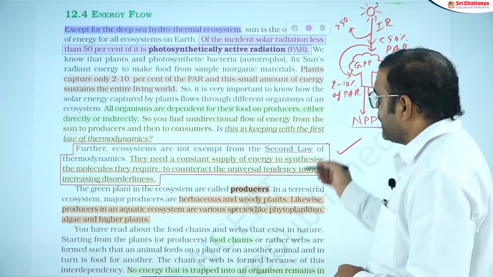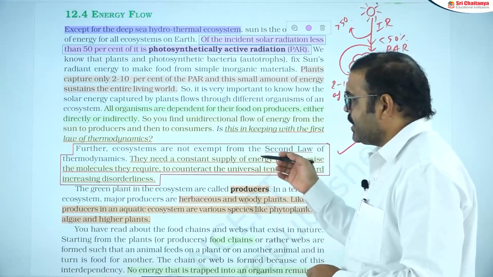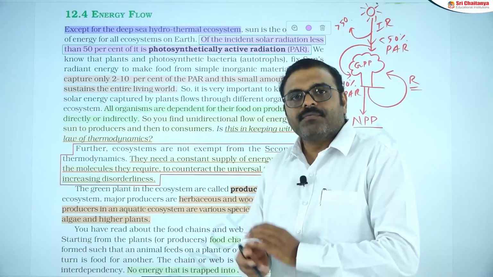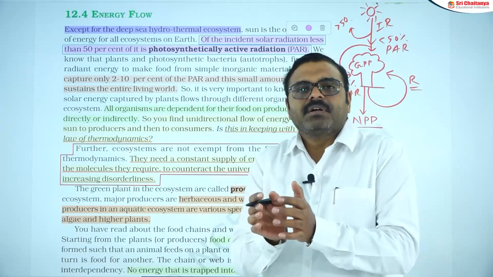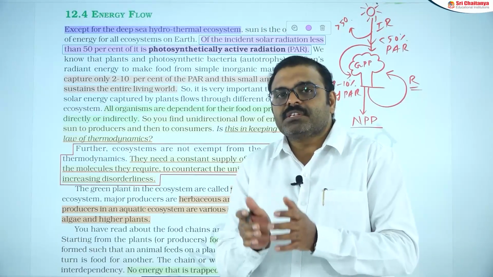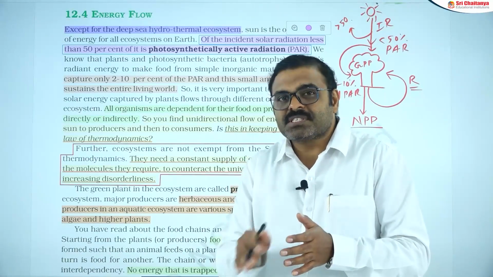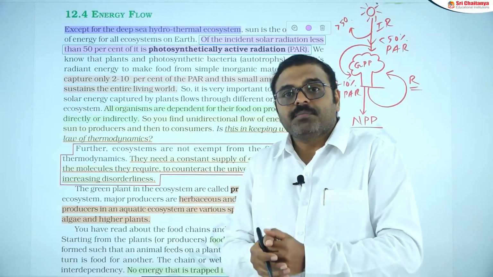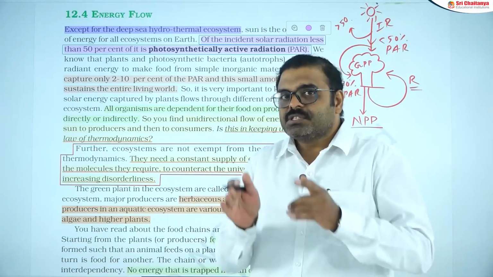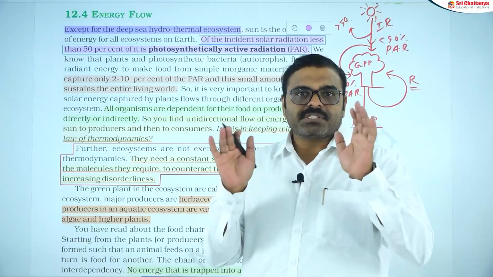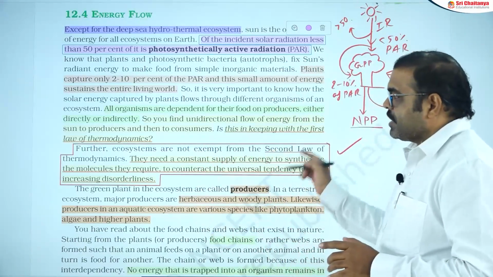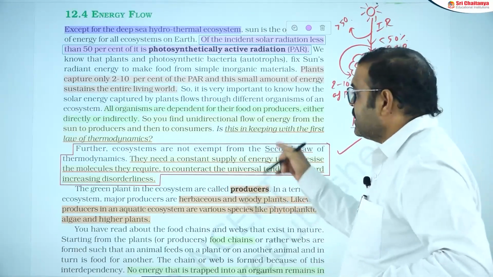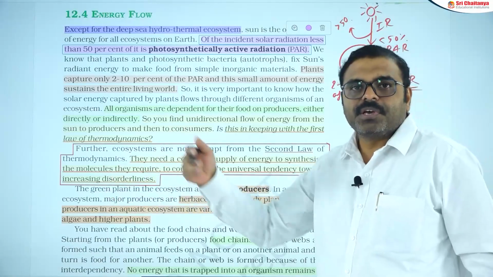They need a constant supply of energy to synthesize the molecules they require, to counteract the universal tendency towards increasing disorderliness. For example, if you bring one animal to keep it, this organism requires continuous energy because its metabolic processes are continuous. You need to provide continuous food, otherwise it will die. Even if an organism is not doing any work, it still requires energy to maintain its metabolic functions and to construct its molecules. For that, they need energy from the earlier trophic level organisms.